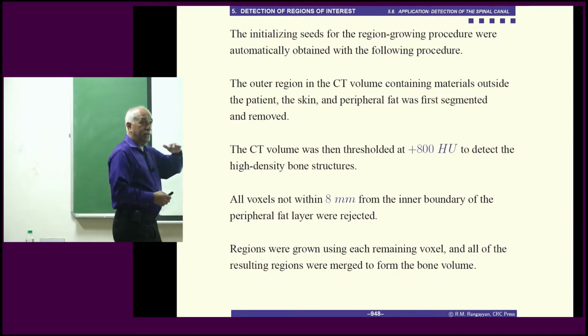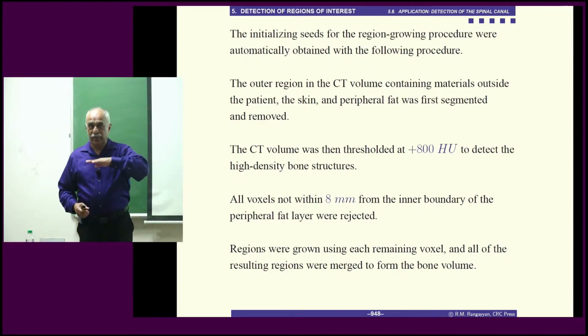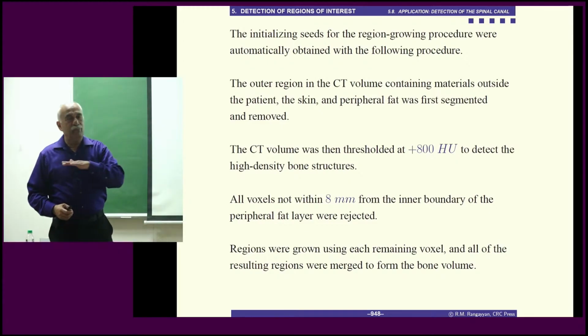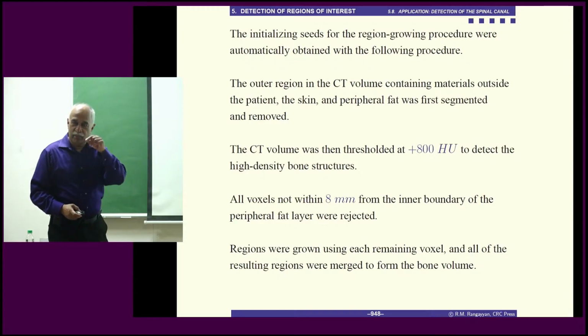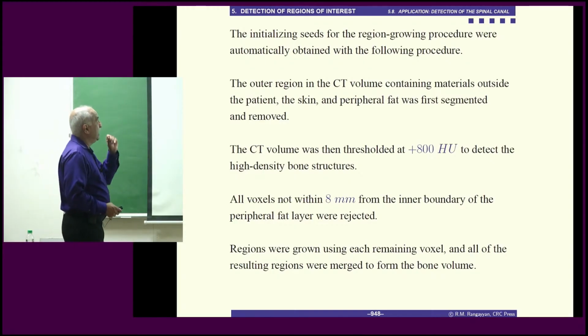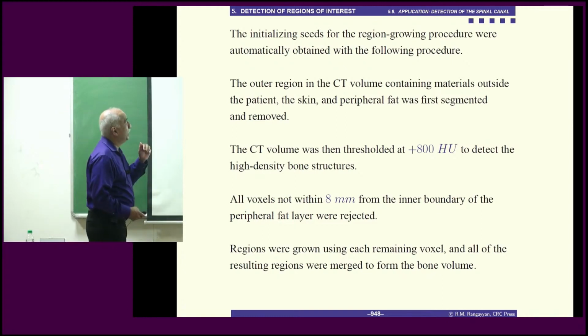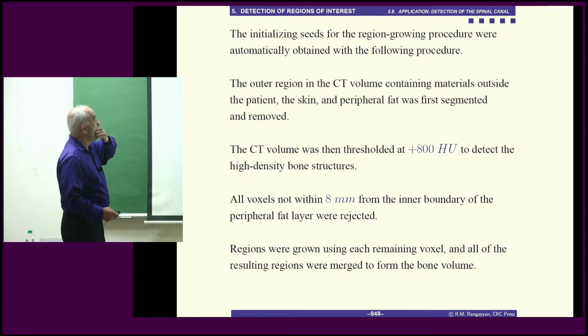So depending on the part of the body where you are, there are some parts where the shape is known, and here it is a circle. So we said, let's find the circle, but we need to get that circle boundary. The initializing seeds for the region growing procedure were obtained using this procedure.